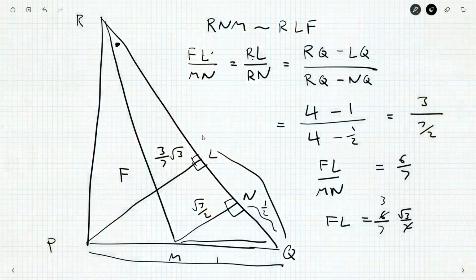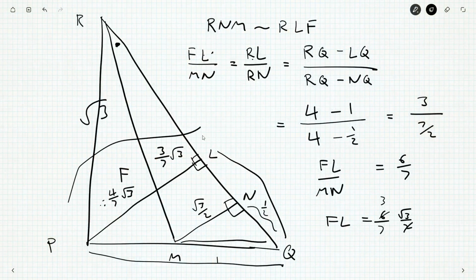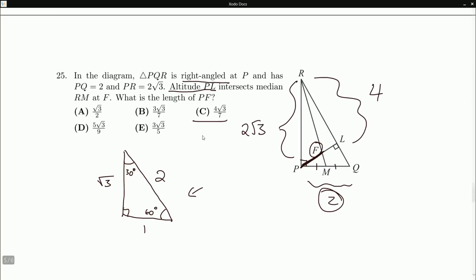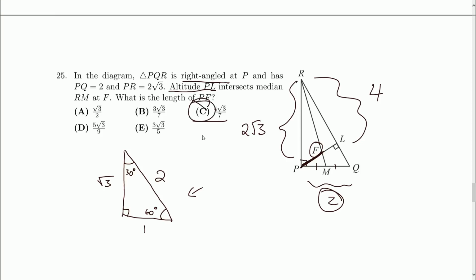I like it. But if that's 3/7 root 3, and we know the whole of PL is root 3, then that tells me this must be 4/7 root 3, because 4/7 and 3/7 makes up 1. So that tells me PF is 4/7 root 3, and that is, in fact, C. And so C is what we're going to bubble in. And we are done the whole contest.